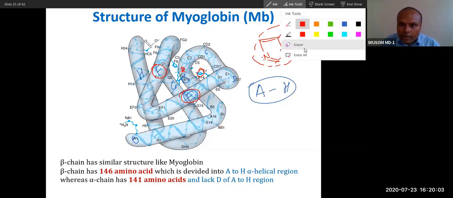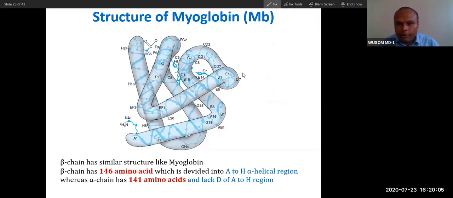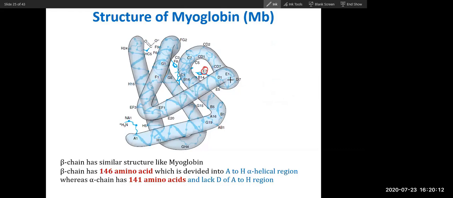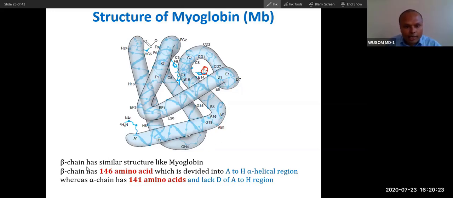Can you all see this? If you don't understand, let me know. Okay, I'll repeat it. So you can see this E7. Sorry, on the notes I see the beta chain has a similar structure like myoglobin. Is it similar to hemoglobin or to myoglobin? Yes, I'll tell you that.